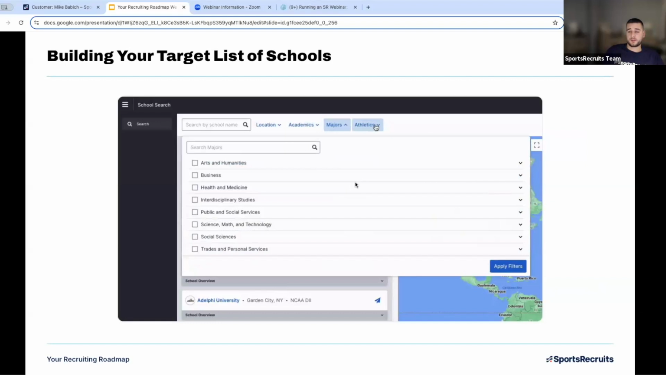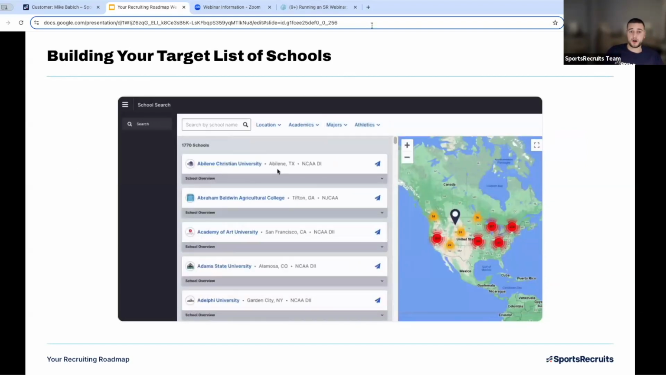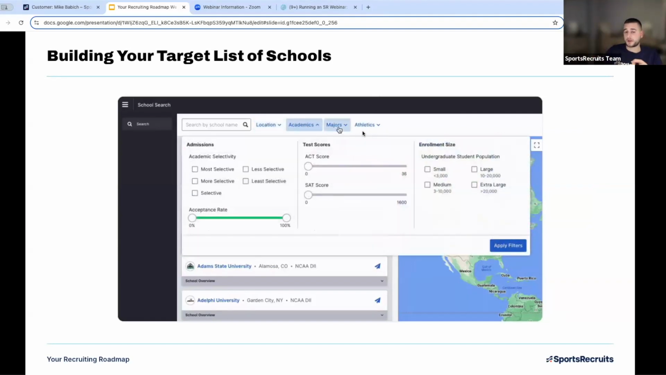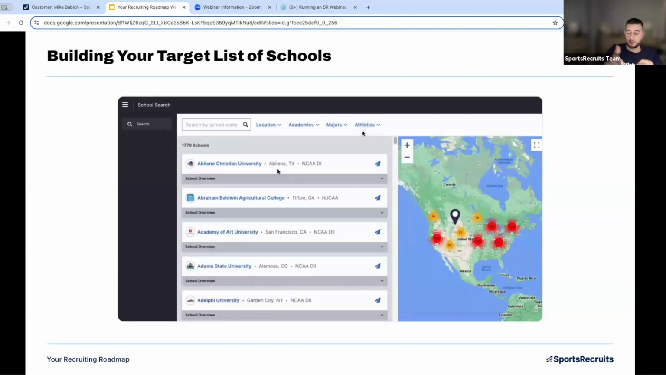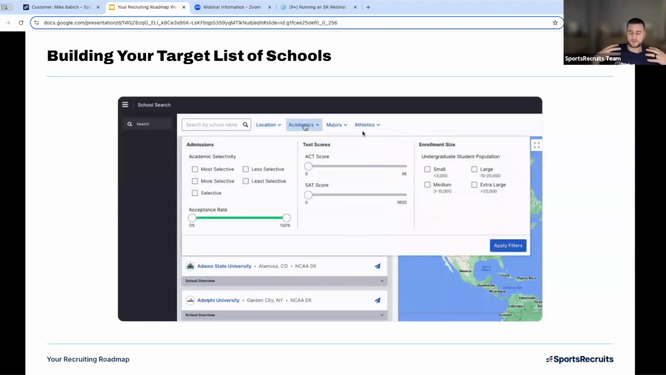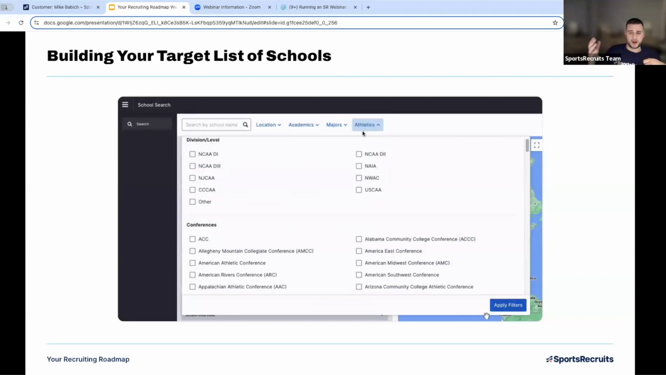When you are building a target list of schools, one of the features that you have access to on Sports Recruits here is something that we call our school search feature. And you can find schools based on criteria that you find to be important for yourself. So location, academics, different majors that are available, athletics in terms of what division or conference the schools are in. This is really valuable because you probably have some schools in mind. You probably have heard of some different colleges, and those are some schools that you'll add to your favorites list just by typing them in right away.